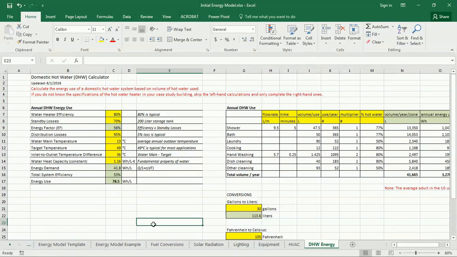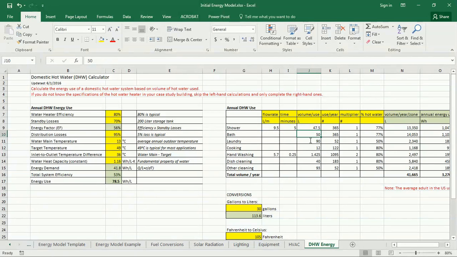The rest of this, let's just keep as is, and what this does is give you an energy use per liter of water. And then if you come over to the right side, this is the annual domestic hot water use. It goes by end use, and you can add end uses to this. These are the ones that I could come up with: shower, bath, laundry, cooking, hand washing, dish cleaning, and other cleaning. And it assigns a flow rate in liters per minute, the time that it's on, so a 5-minute shower, and that results in a volume.